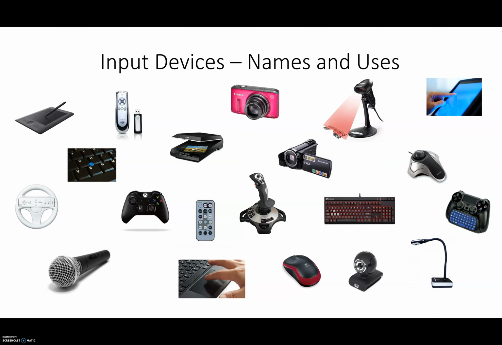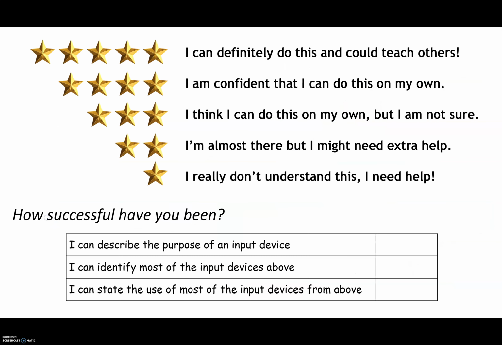And your task this week is to pick one and to do a little bit more research, and you've been provided with a worksheet to fill out about that. So before we look at the worksheet, let's just remember that the 3 things that will make your learning successful this week are if you can describe the purpose of an input device, putting information into a computer system, if you can identify some of the input devices that we've looked at if you were shown pictures, and if you can state what some of those input devices are used for.